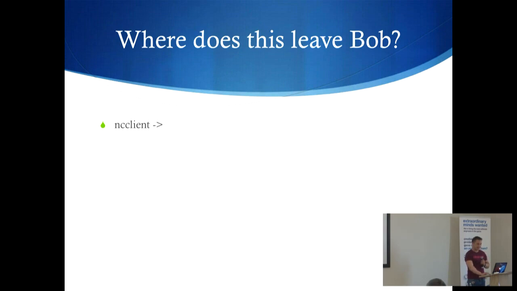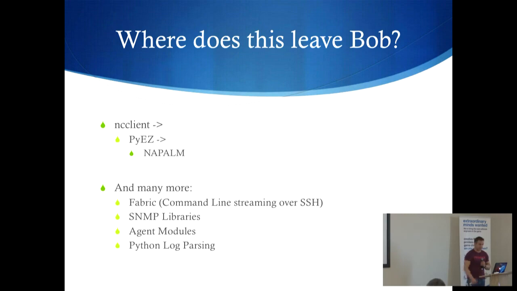So we have NCClient, which is basically a Python project that's used to control devices via NETCONF, such as Juniper, Cisco, and so forth, Alcatel, anything that supports NETCONF. But it gets consumed as well by PyEZ and NAPALM, which basically consumes PyEZ. NAPALM allows you to manage multiple devices. PyEZ is focused by Juniper on only their devices, i.e. SRXs or MXs, typical routers and switches. So Bob has options.